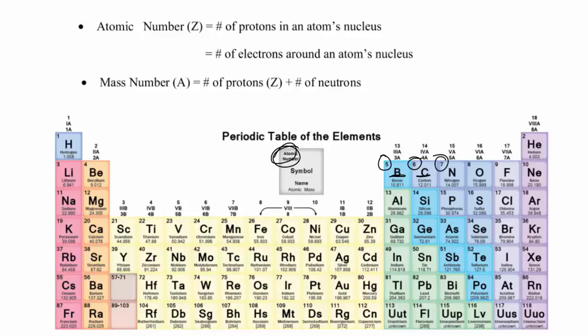So for example, in boron, which is denoted by this symbol B, the atomic number is represented by the number 5. So that tells us that boron has 5 protons in the atom's nucleus and 5 electrons around the atom's nucleus. In the next case, it's carbon, and carbon has 6 as its atomic number, and that tells us that there are 6 protons in the atom's nucleus and 6 electrons around the atom's nucleus. So now I'll move on to the next slide.